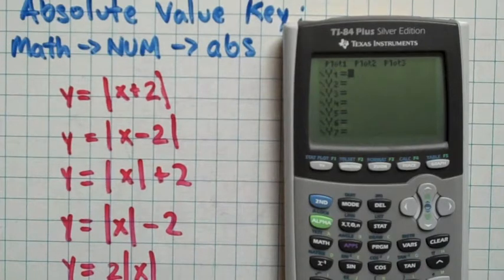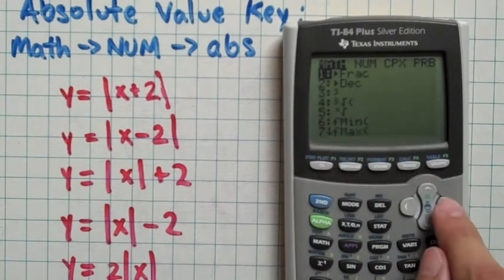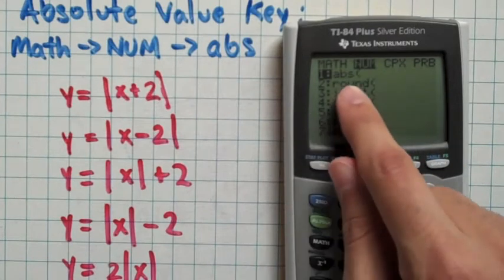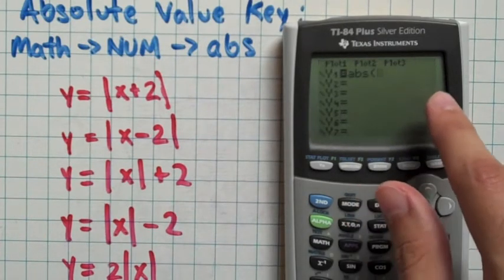The way you get to the absolute value key, we're in the Y equals, you're going to hit math, and up here at the top there's a couple options. We're going to go over to number, and the very first choice says abs. Abs for absolute value, of course. I'm going to hit enter on that, and it's going to pull it up in the screen right here.